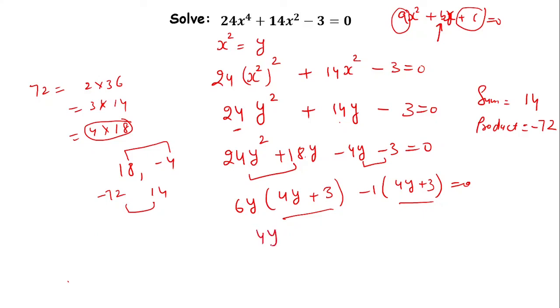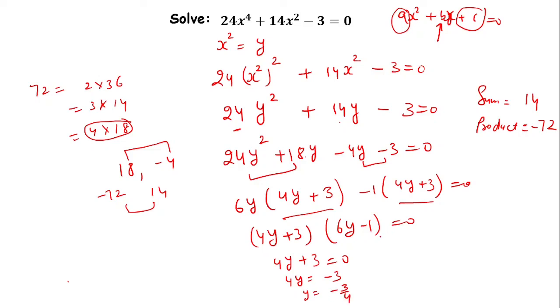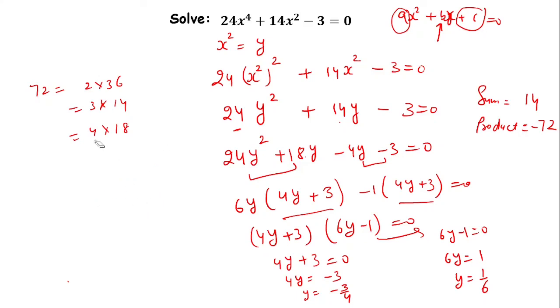The common factor is 4y plus 3, so (4y plus 3)(6y minus 1) equal to 0. So 4y plus 3 equal to 0, and from here the value of y is negative 3 upon 4, and from the factor 6y minus 1 equal to 0, the value of y is 1 over 6. Is this my final answer? No, this is not my final answer, because my answer should be in x.